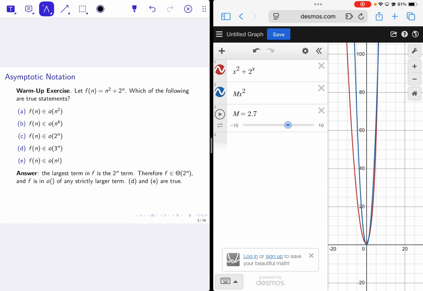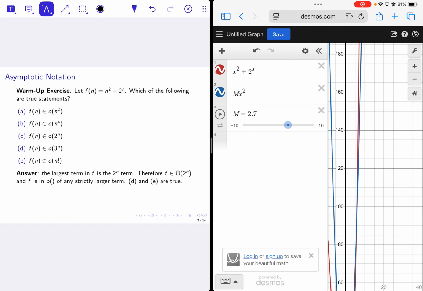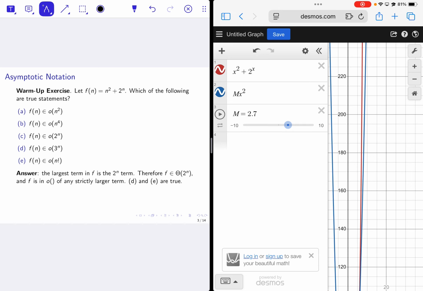So we have a function that contains an exponential term, and we're comparing it to different functions. Is n squared plus 2 to the n strictly less than n squared? No. We see that the red line goes above the blue line pretty quickly. And if we use the definition of little o, which we'll see soon, then you would be able to prove that this relation is true.